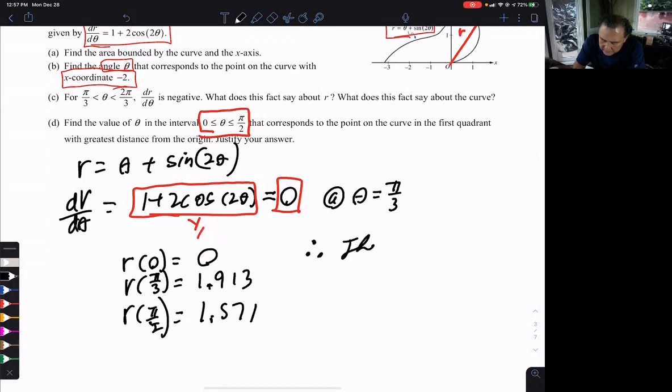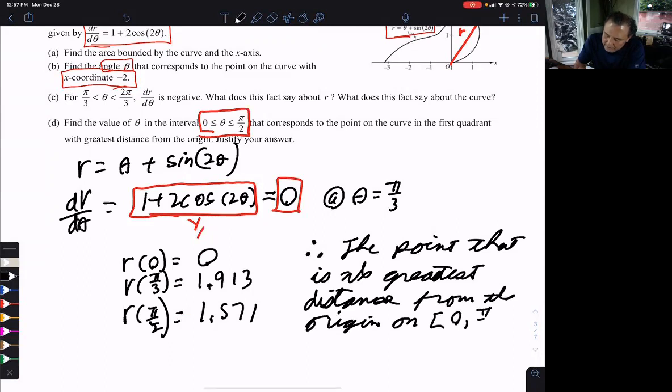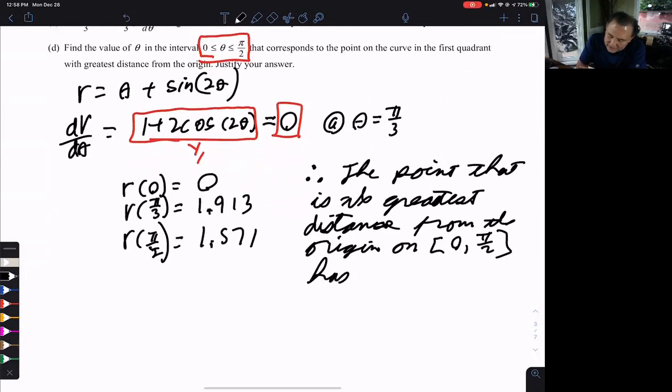The point that is the greatest distance from the origin on the interval of 0 to pi over 2 occurs at theta equals pi over 3.